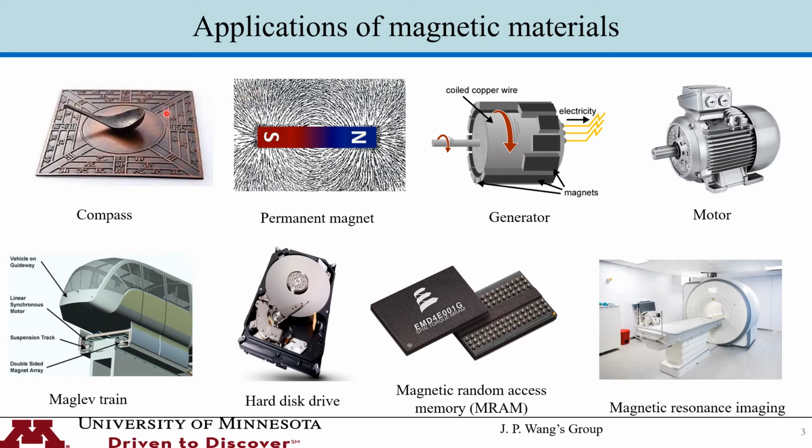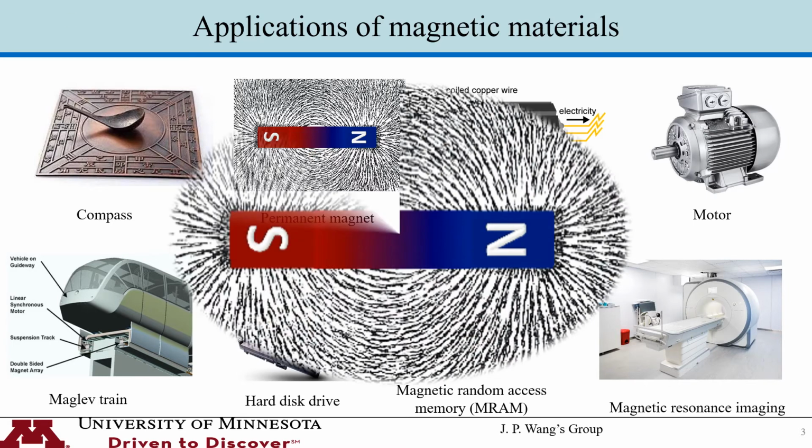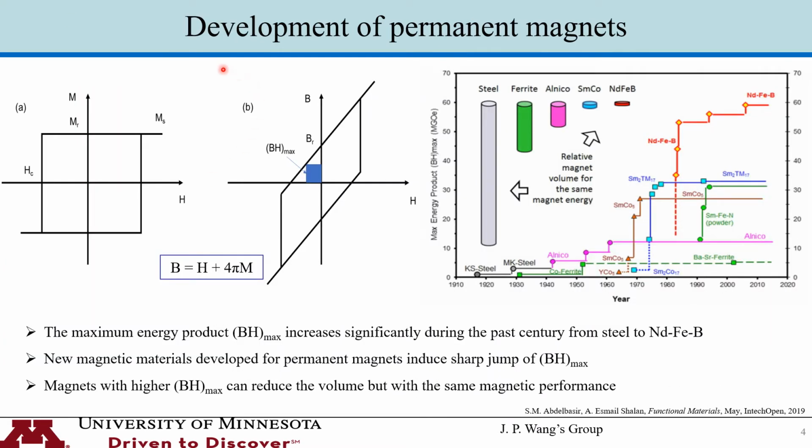Here are the applications of magnetic materials. In this slide we can see the various applications of magnetic materials, from permanent magnets, generators, motors, and memory devices or bio applications. In this presentation, I will focus more on permanent magnet materials. First, I will talk about the development of permanent magnets. Several basic parameters will be introduced first.